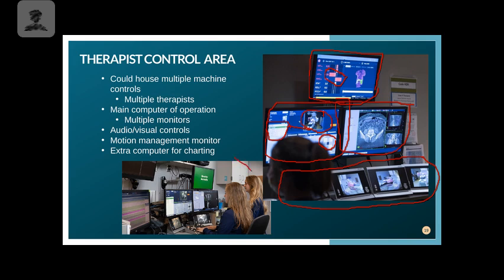And so here's another setup version of how they might do that. They have their audio visual down here at the bottom. They have their monitor with all of the beams. They have their imaging on the right-hand side. This is probably where they do their motion management when it's necessary. And then over here is where they have the separate computer to chart their information.